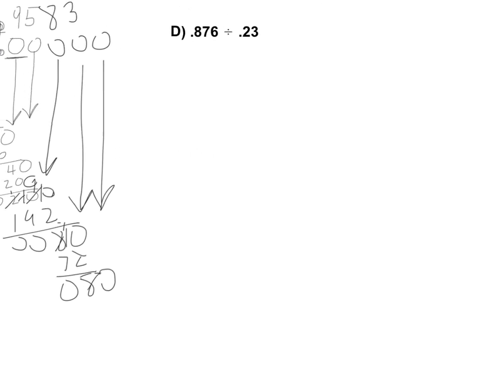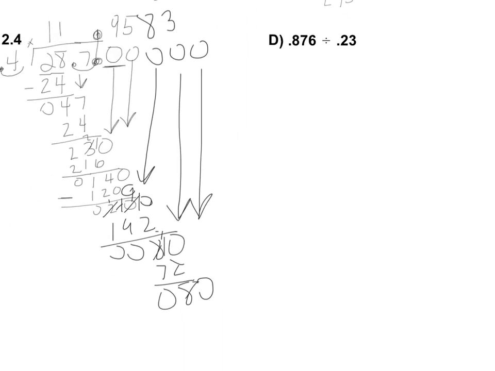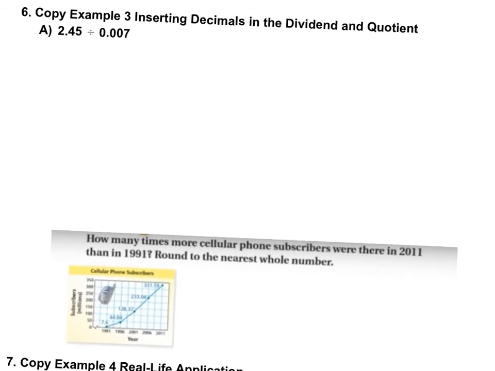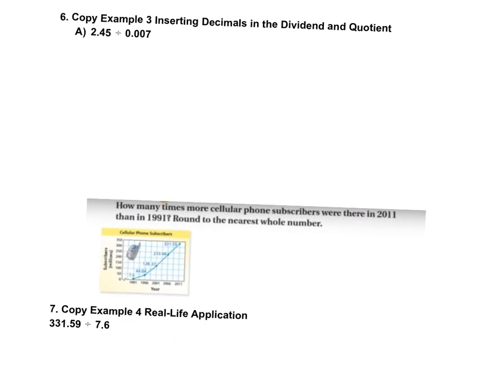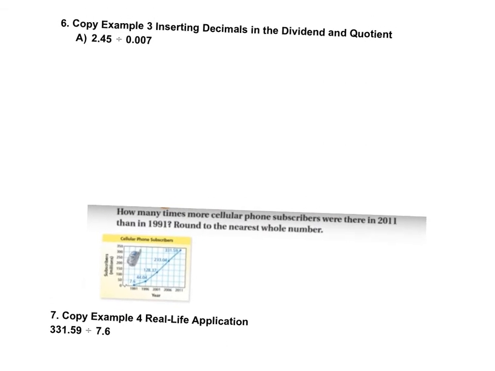Okay. So now, let's check out another example. And we will go down to, try and scroll out here. Too much. We're going to skip D and go on to the next slide. Okay. Now this one right here is the one I really wanted to get into, where we are inserting decimals in the dividend and quotient, number 6 right here, okay?